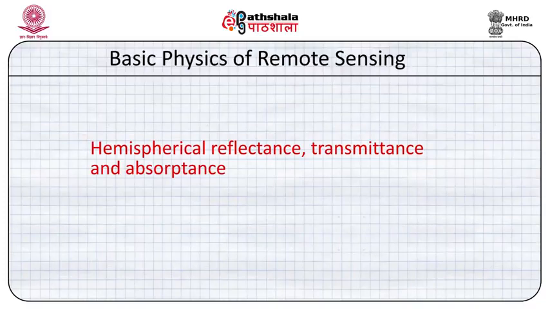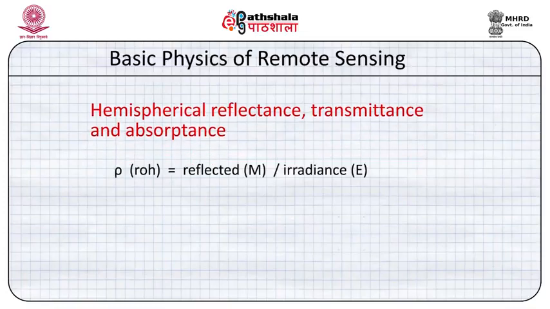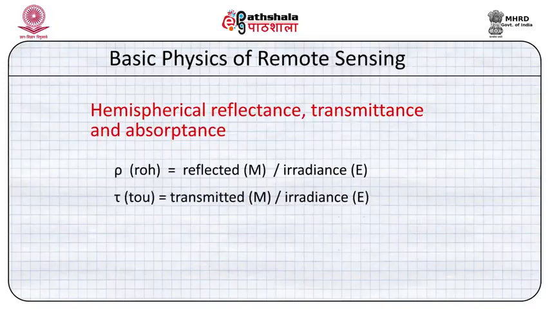Now, to understand the hemispheric reflectance, which is defined by the ratio of reflected exitance of the plane to irradiance on the plane, it can be expressed as rho is equal to reflected energy M upon irradiance E. The hemispheric transmittance, that is tau, is defined as the ratio of transmitted energy leaving the opposite side of the plane. It can be represented as tau is equal to transmitted M upon irradiance E. And the third is hemispheric absorptance, that is alpha, which can be denoted as the fraction of incident energy which is absorbed, given by the formula alpha is equal to 1 minus tau minus rho.